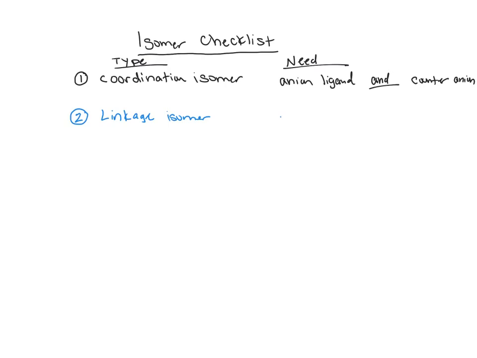For example, CN minus on your ligand list can be either cyano if it's a C donor or isocyano if it's an N donor. So the ligands that we need in order to have a linkage isomer: CN minus, SCN minus, NO2 minus, or OCN minus. So you need one of these ligands.